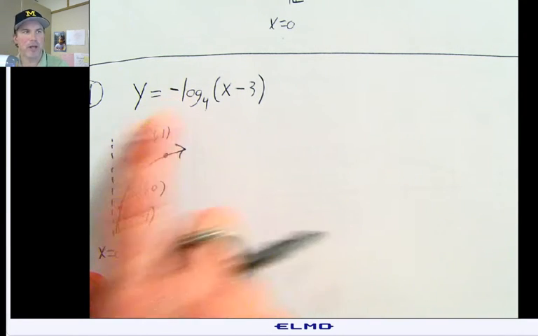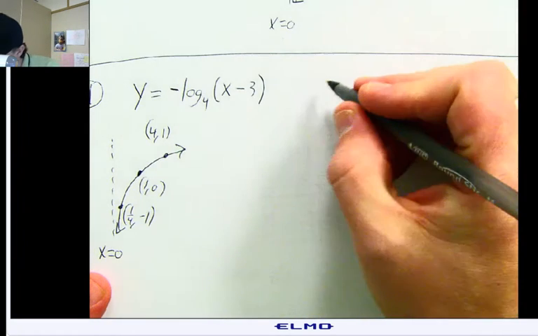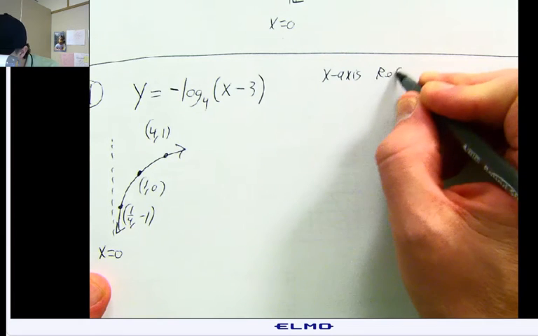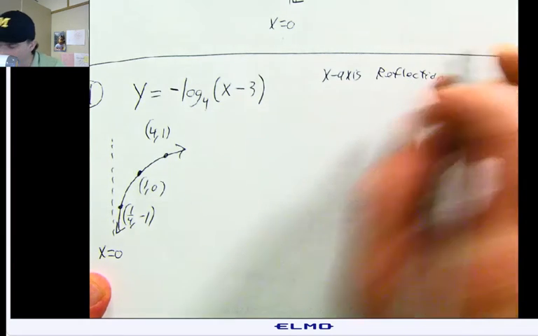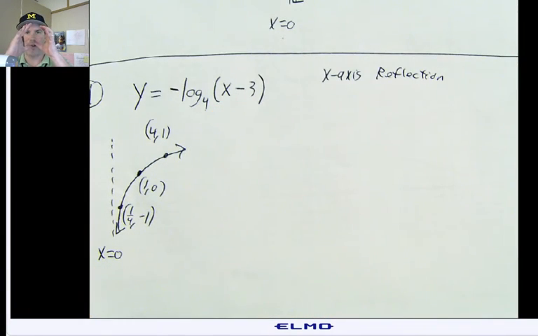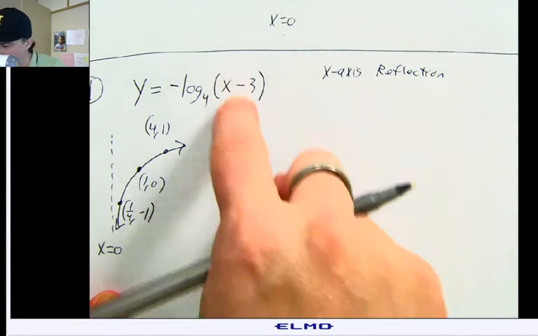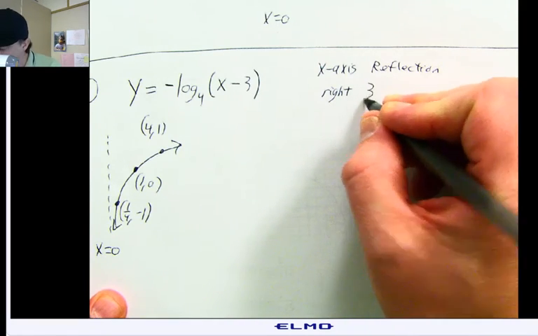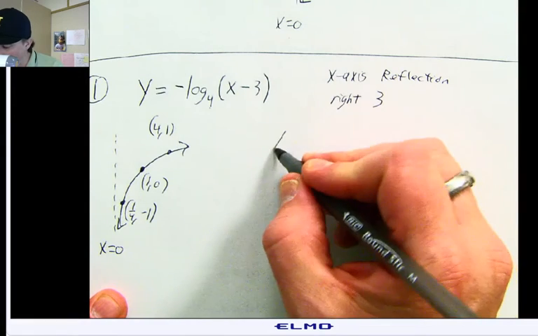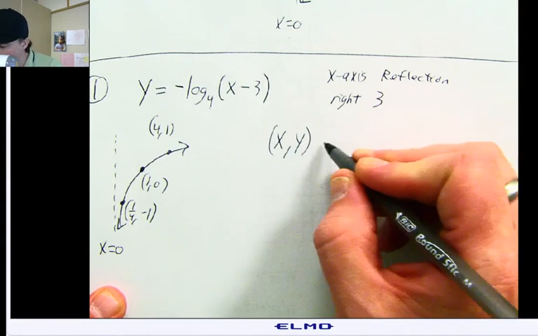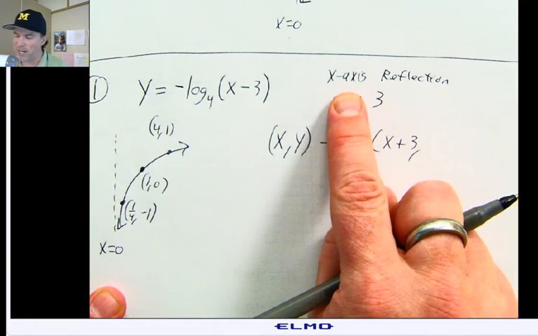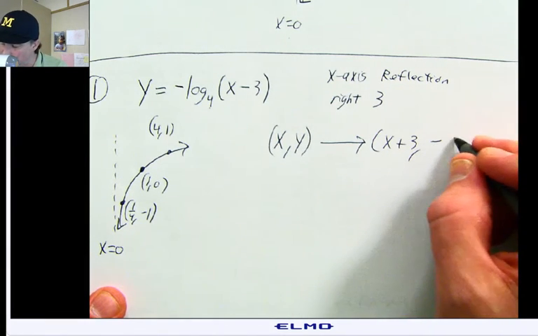Negative out front always means an x-axis reflection. This x minus 3 is inside the function, so it's going to affect the x coordinates, and because it says x minus 3, that means it's going to be going right 3. I always like to do the xy thing, and if it's going right 3, it's going to be x plus 3. If it's an x-axis reflection, it means it's going to be negative y.